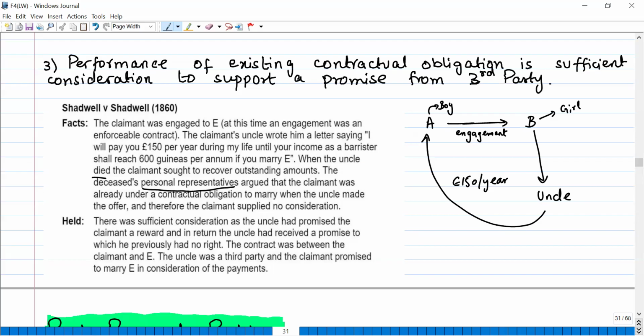So his existing contractual obligation will be considered as sufficient consideration. So the representatives of the uncle have to pay the boy the remaining amount, unless or until his income becomes 600 pounds per year. Look, very interesting case.